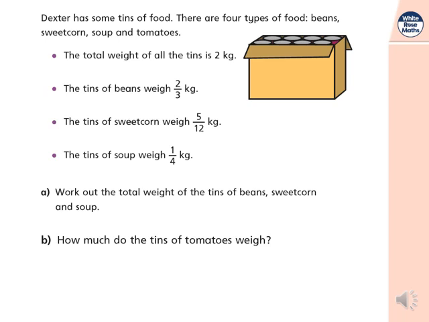Look at the information really carefully, and then we've got 2 questions. It says work out the total weight of the tins of beans, sweet corn and soup. And part B, how much do the tins of tomatoes weigh? Pause the video and have a go at this question.